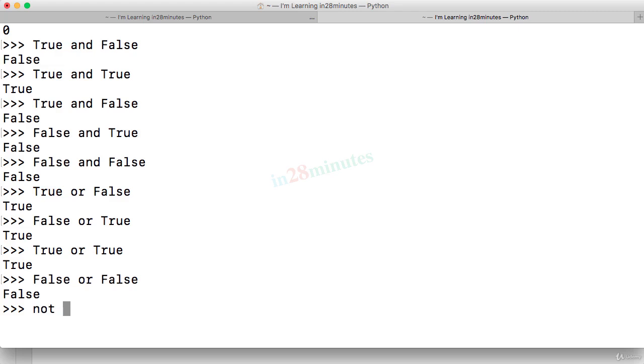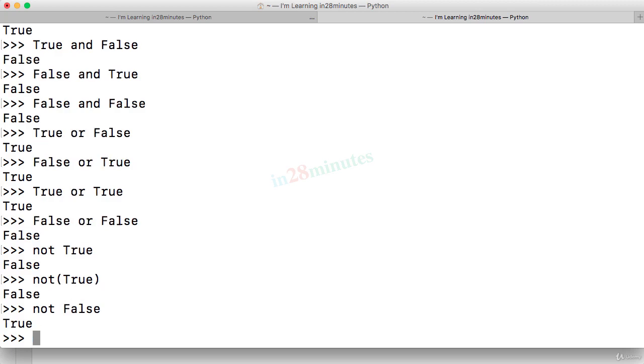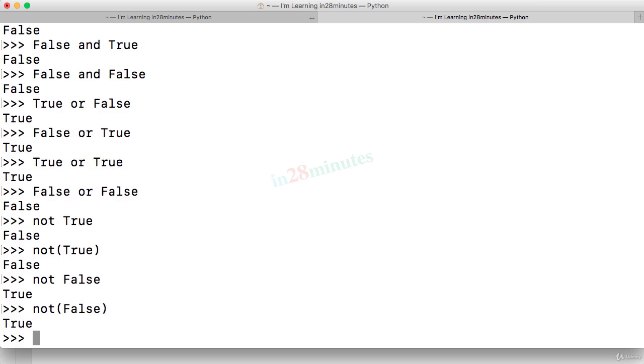NOT returns the opposite of the operand. So NOT of true is false. NOT of true is false and NOT of false is true. NOT of false is true again.